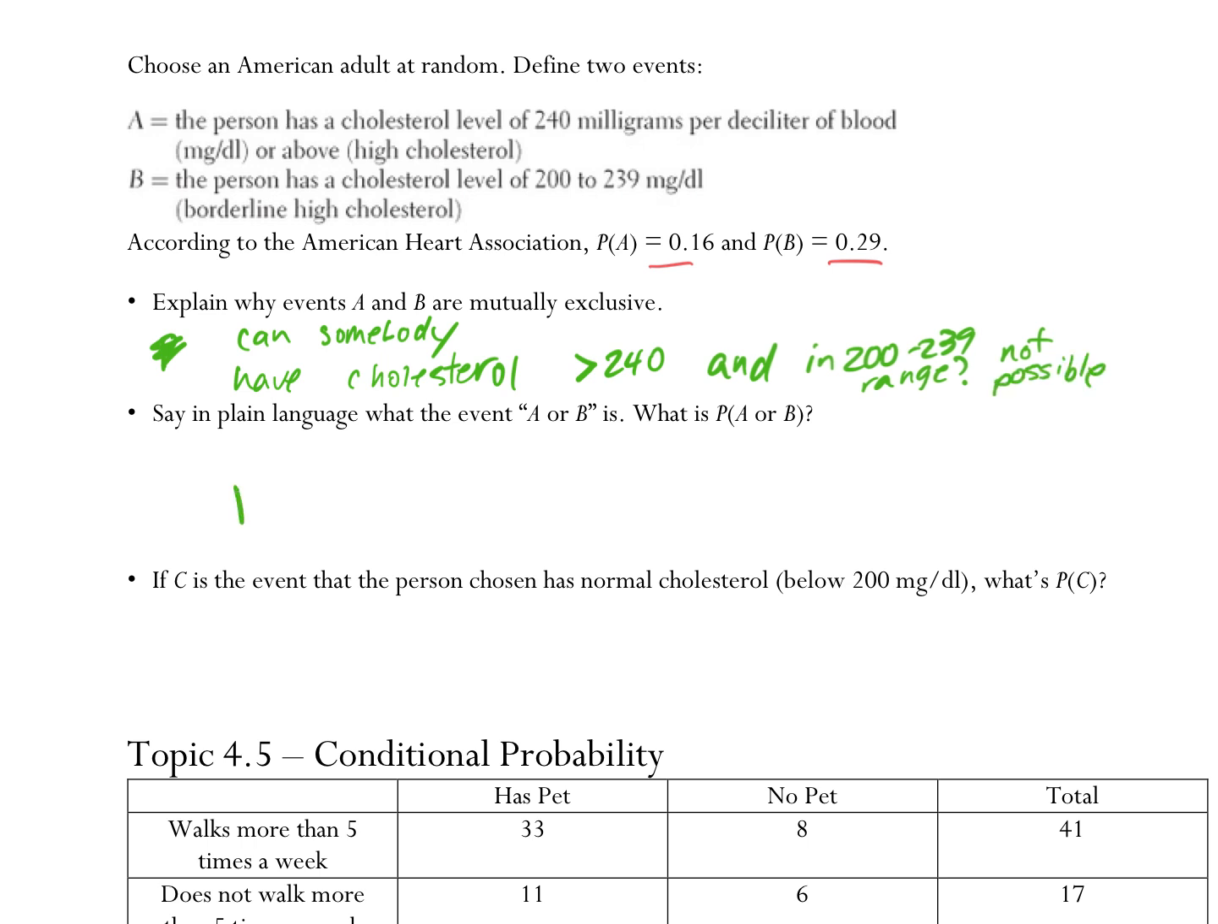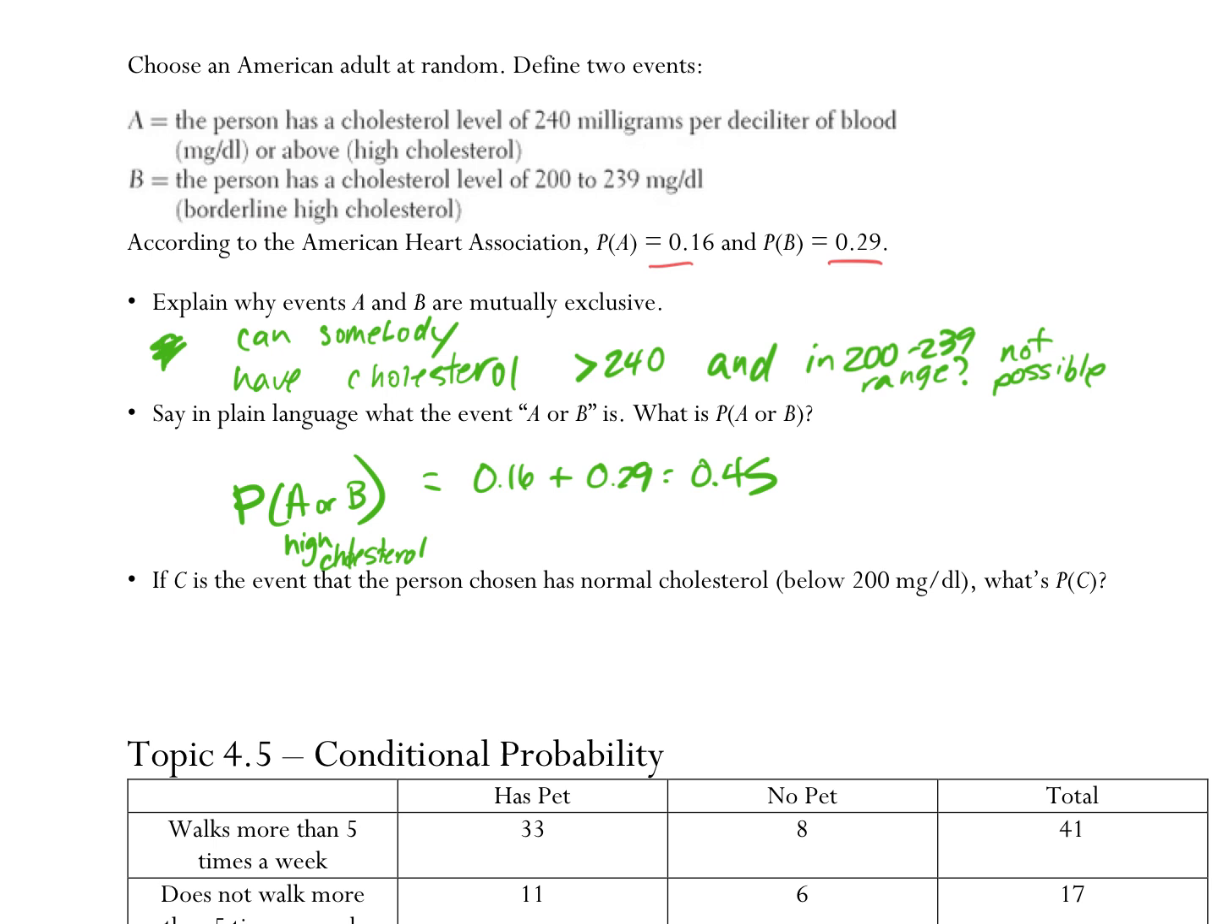So what is the probability of A or B? Which in this particular scenario, I would call the probability somebody has high cholesterol. Yeah? What is that probability? 0.45. How are you getting that? Add 0.16 and 0.29.